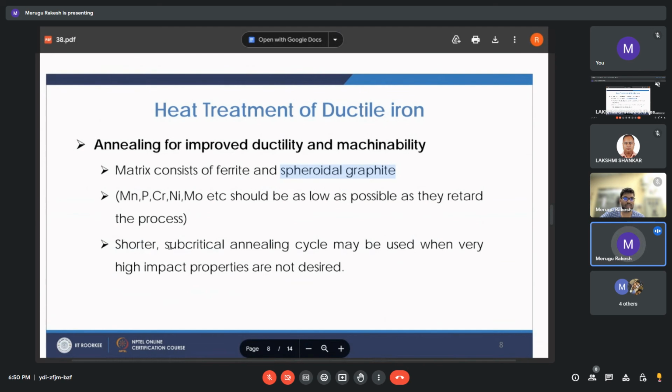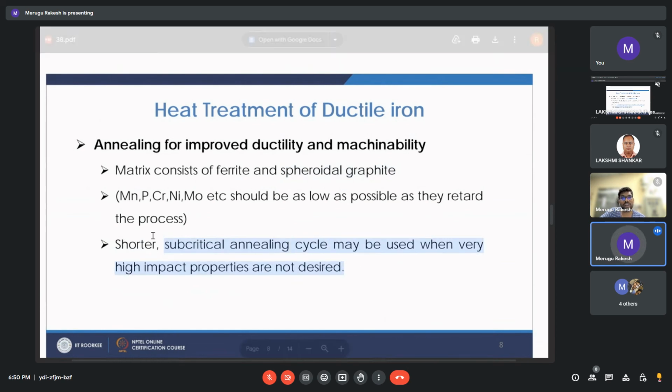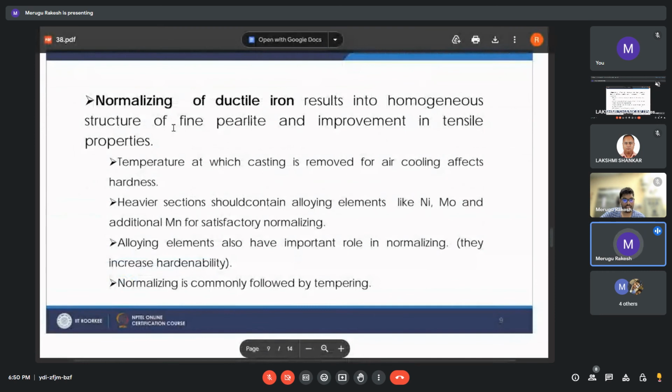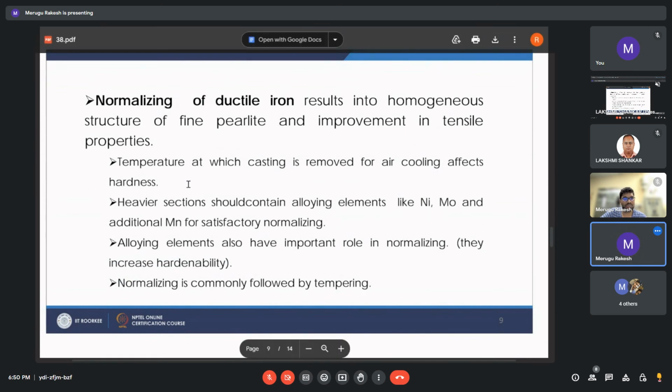These are like property oriented heat treatments. Normalizing of ductile iron, nothing but air cooling, results in a homogeneous structure of fine pearlite and improved tensile properties. These have an important role. Normalizing is commonly followed by tempering. We already discussed what happens during normalization.